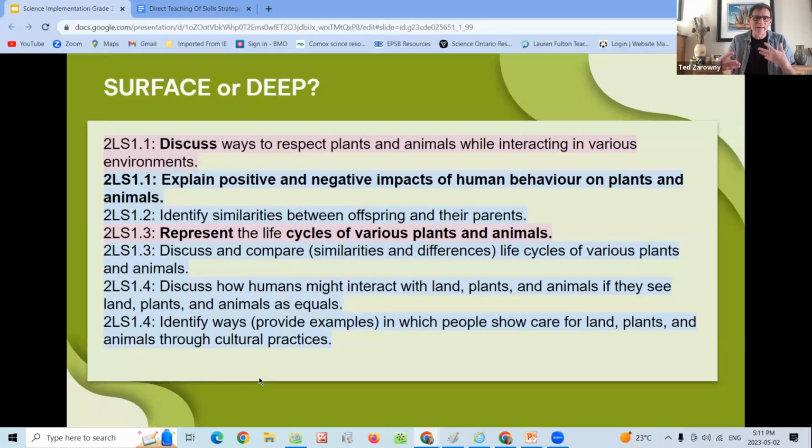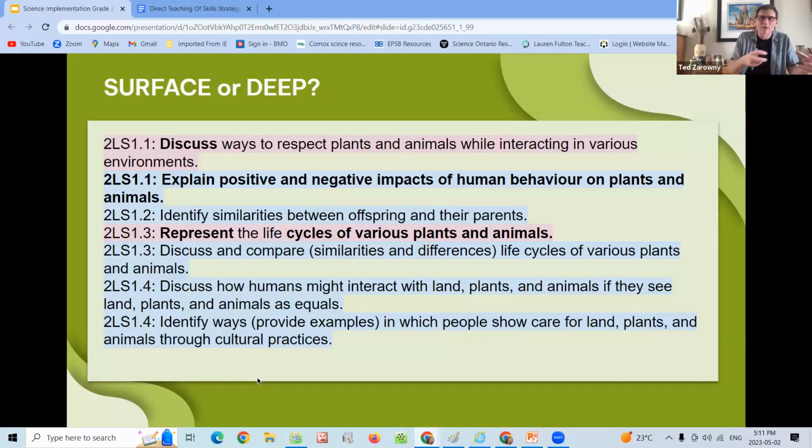When we take a look at representing life cycles of animals, that's very much a surface one, right? They're using a skill of representing to show one thing, not a connection, but just the life cycle of plants and animals, the life cycle of this, the life cycle of that. So very surface. When you start connecting, like comparing two life cycles together, that's when you start getting deeper. I've highlighted the blues. Those blues can all be surface or deep, depending on what you do.